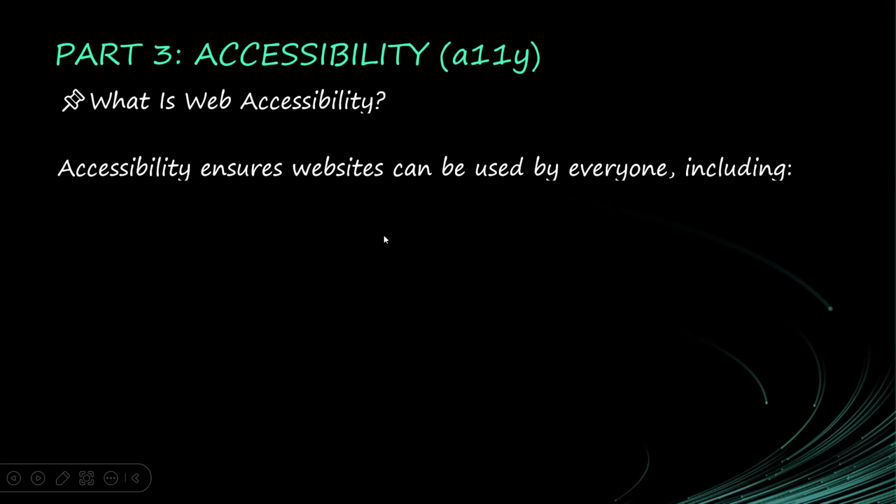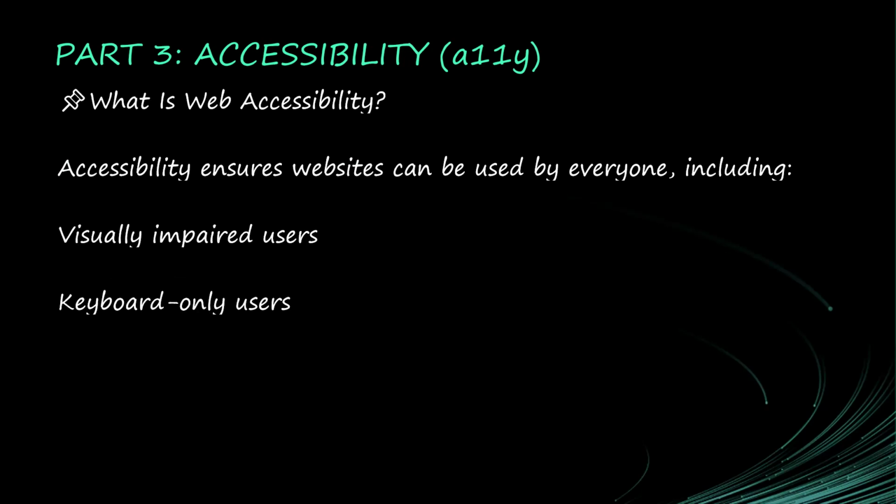Okay, now the last thing we'll talk about is accessibility. Now, what is web accessibility? Some people that will be using your web page might have some issues. They could be blind people, they could be impaired in one way or the other, they could have some disabilities. So accessibility means you are building your website so that it can be accessed by everybody. Accessibility ensures that a website can be used by everyone, including visually impaired users, keyboard only users, and screen readers.